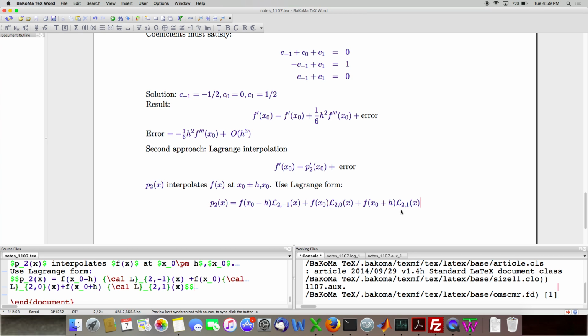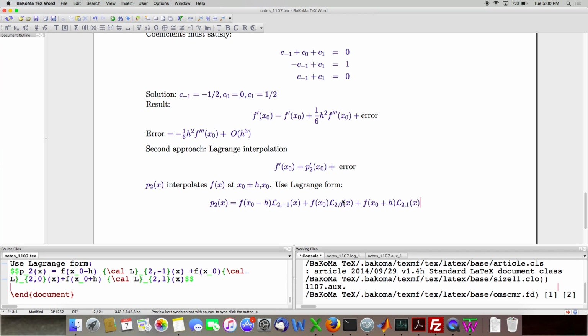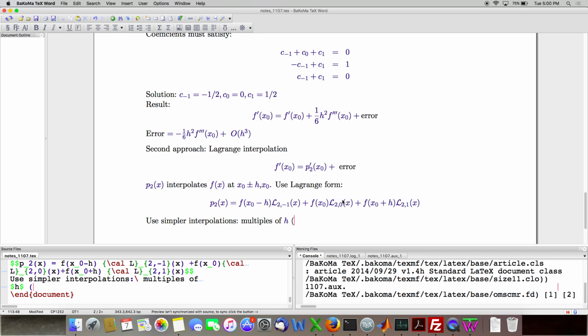But here's the problem, and there's an example in the book where I work this out. These Lagrange polynomials are hideous, because they're using x naught plus or minus h, and the algebra is very messy. So what I'm going to do is use simpler interpolation points, multiples of h, which in this case is minus 1, 0, and 1. So I make a change of variable.